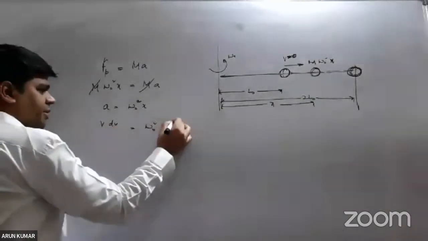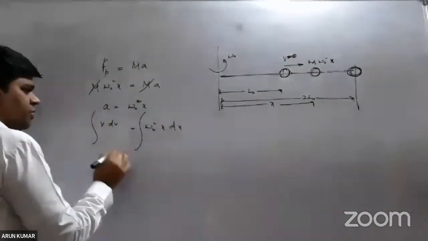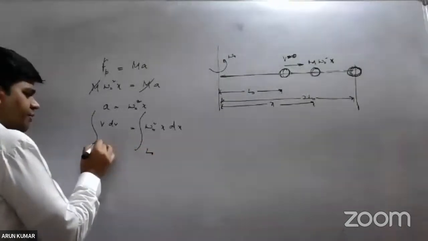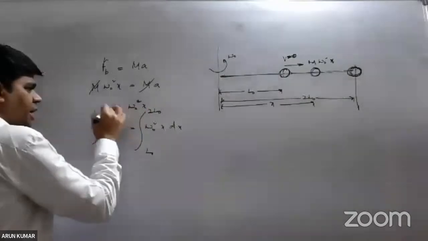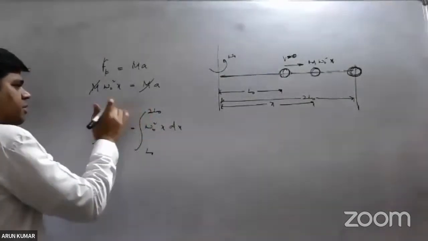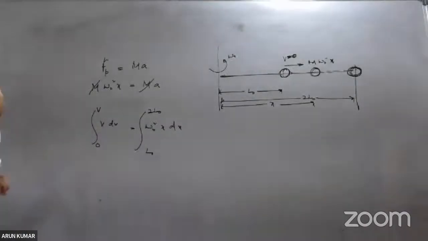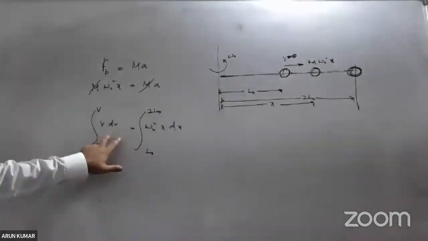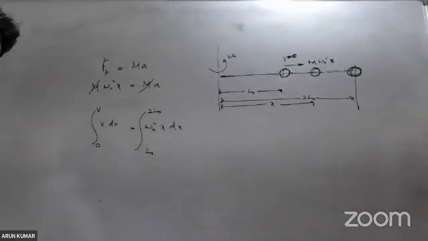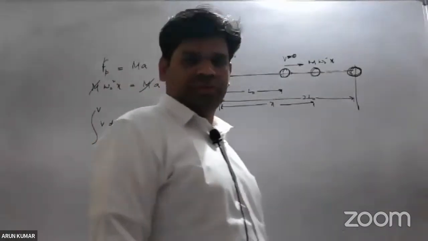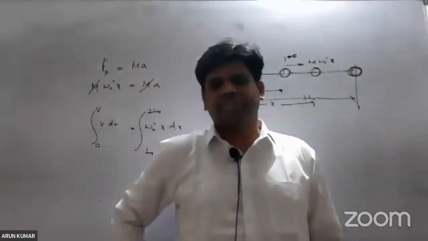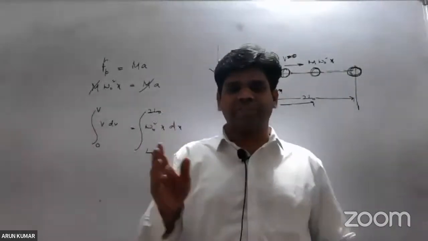Now I'll take dx to the other side. I integrate this. When x is L, velocity is 0. When x is 2L, I have to find the velocity of the particle, v. Can you integrate this and tell me what is the velocity of the particle at 2L? Integral v dv is v square by 2. Integral x dx is x square by 2. So don't worry about the integration formula. Just apply the formula. Integral x dx is x square by 2. The derivation of that you will do in calculus.